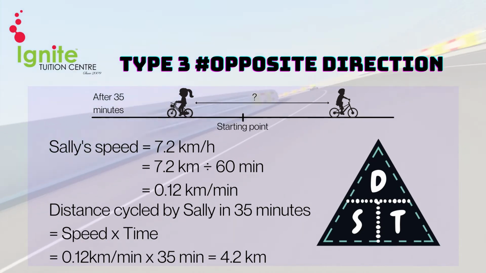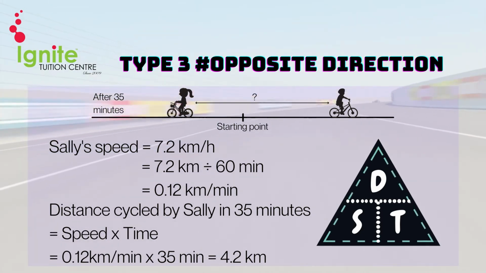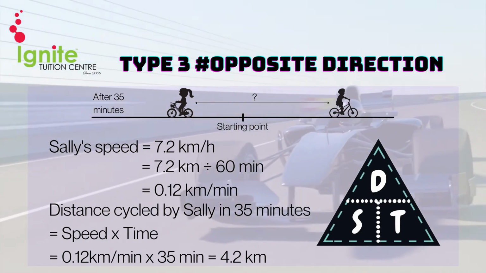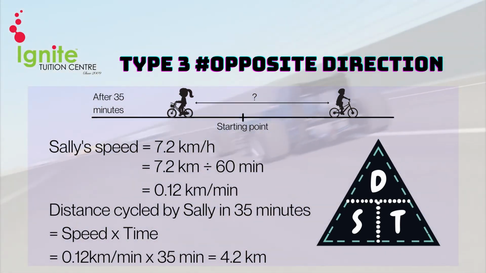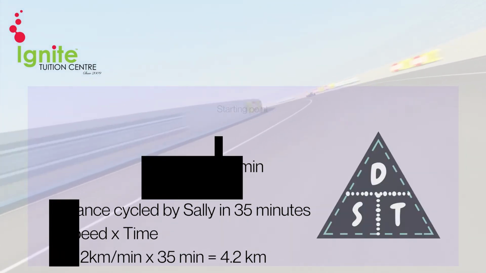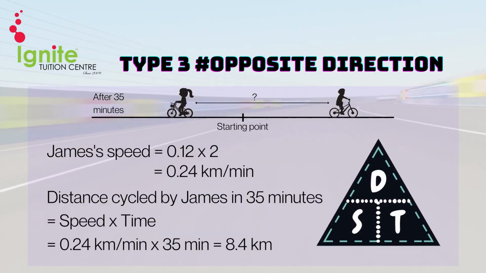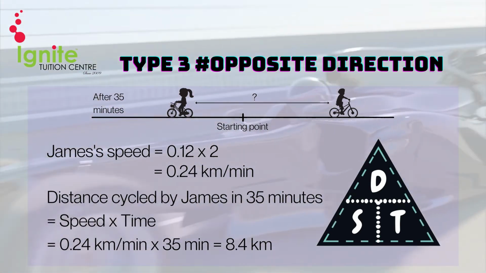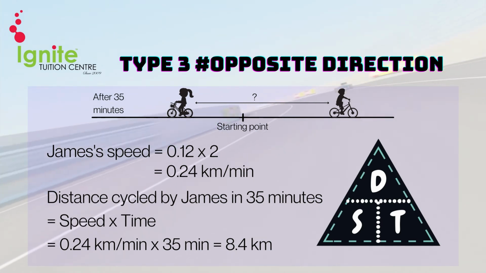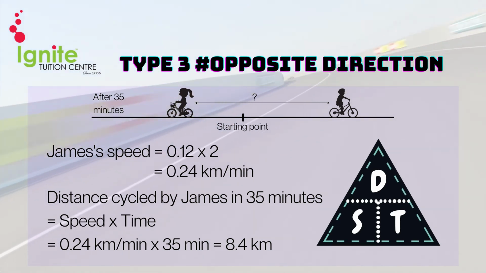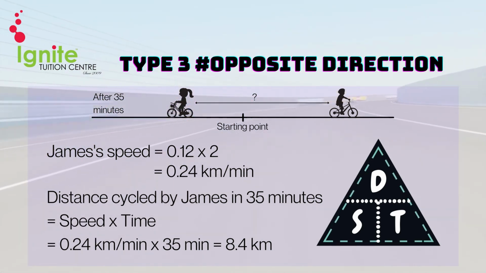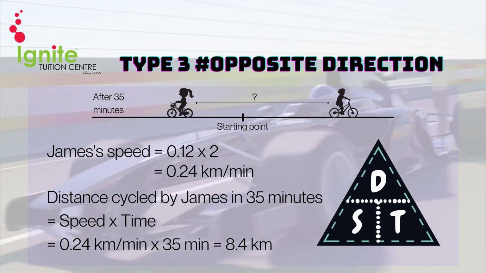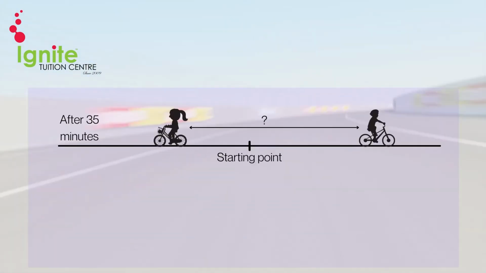From here, we can calculate the distance cycled by Sally by multiplying speed by time. 0.12 km per minute times 35 minutes equals 4.2 kilometers. Next, we find James' speed by taking 0.12 km per minute times 2 to get 0.24 km per minute. Distance cycled by James is then calculated by taking speed times time, which is 0.24 km per minute times 35 minutes, and we will get 8.4 kilometers.